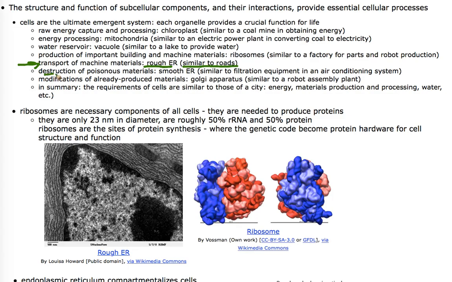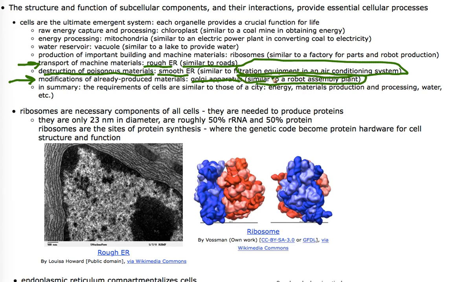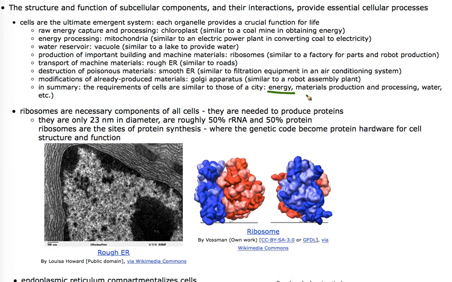They also have destruction capability, which is smooth ER, which is similar to filtration equipment in an air conditioning system, in that it takes bad things out of the system. They can modify already produced materials. That's what the Golgi apparatus does. The Golgi apparatus is similar to a robot assembly plant, whereas the ribosome is in robot part production. And lastly, the requirements of the cell are a lot like those of a city. You got to have energy, got to have materials, got to produce them, and you got to process them, got to have water, etc., etc.